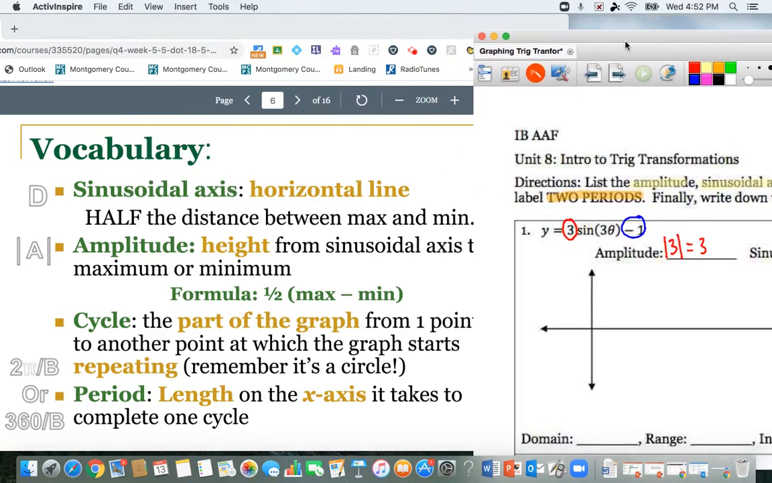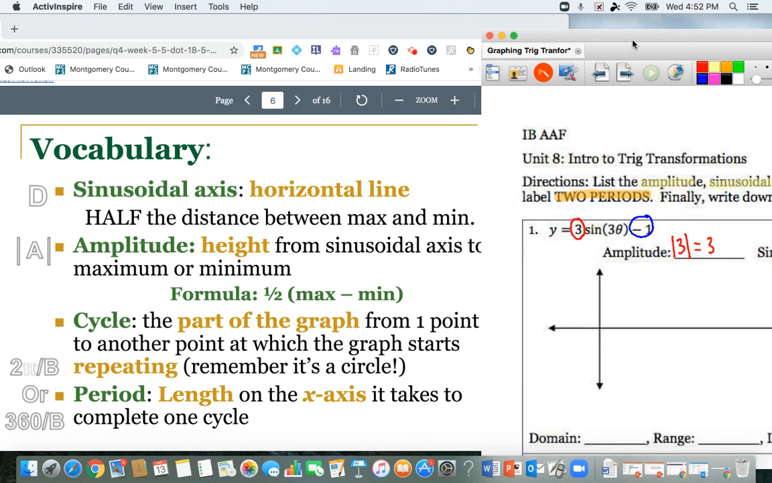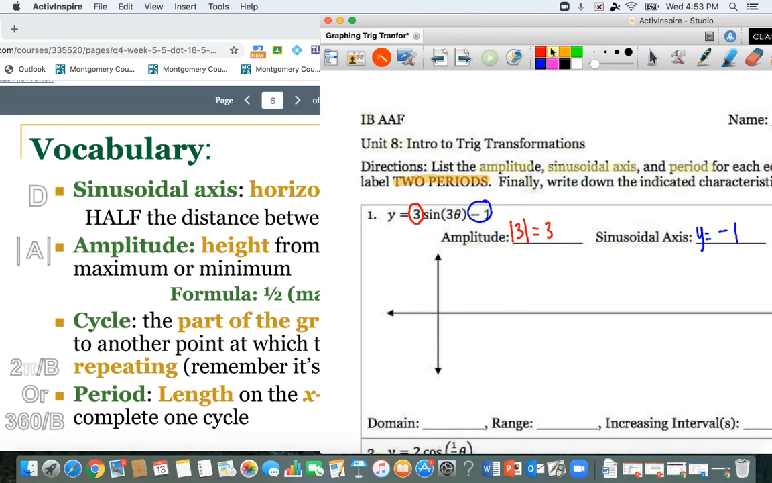So the cycle, the part of the graph from one point to another point at which the graph starts repeating. Oh yeah, and it wanted me to graph 2 periods, so it wants me to graph it twice. Okay, so you've got 2 pi over b, or 360 divided by b. Let's see. Okay, so period is the length on the x-axis it takes to repeat it. So this right here, I know that this is b.